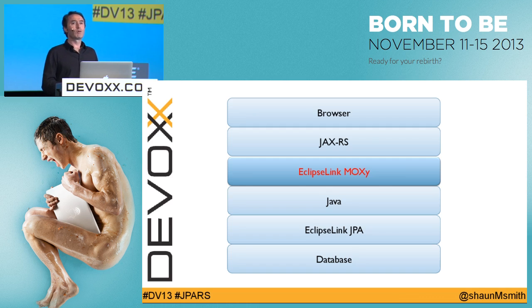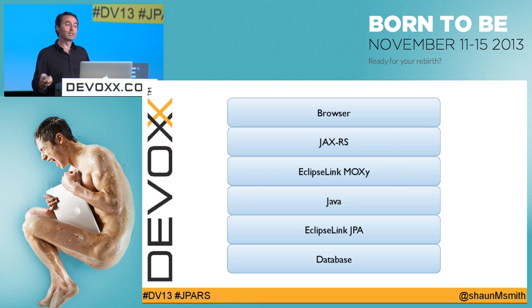So we named this component before we did JSON. So we had mapping objects to XML, MOXy. And now we support JSON too, so the name just means MOXy, which is kind of like a can-do attitude. So I'm going to use EclipseLink MOXy to do Java to XML or Java to JSON.